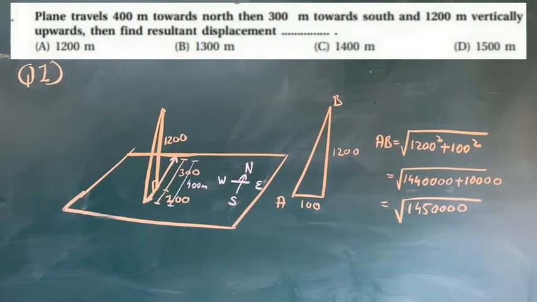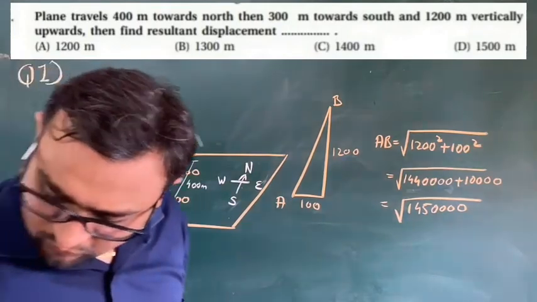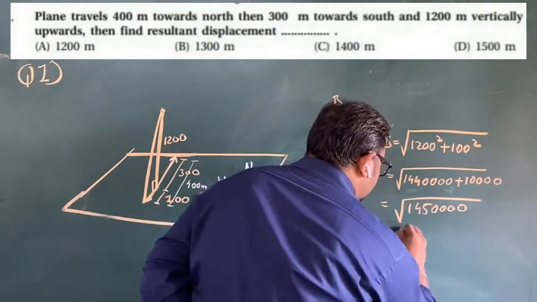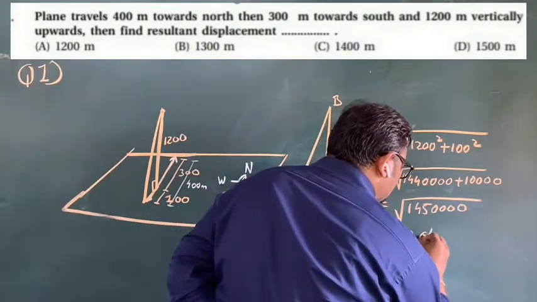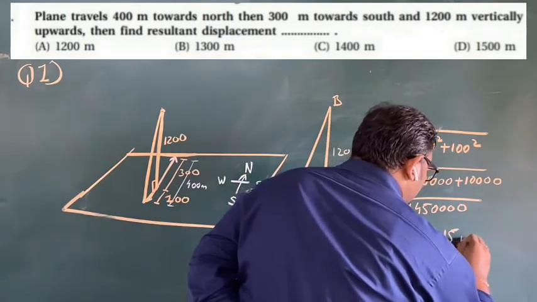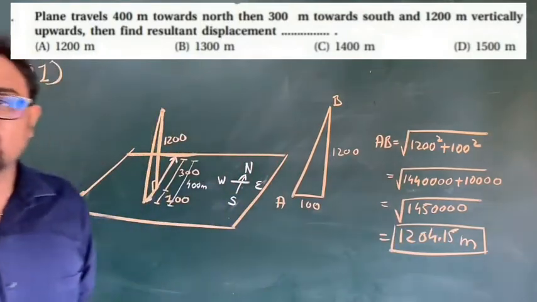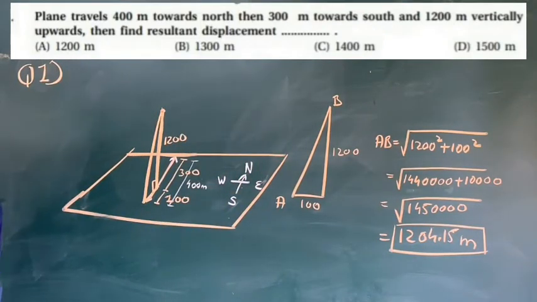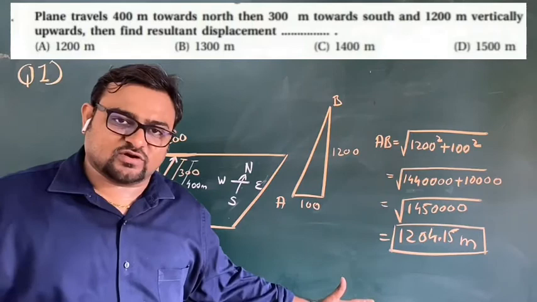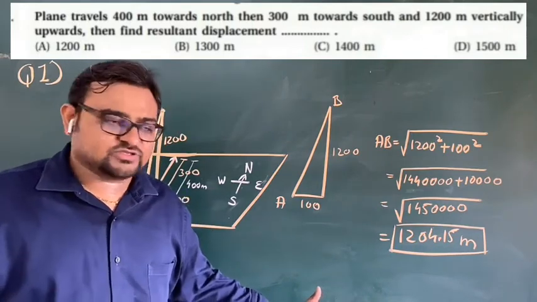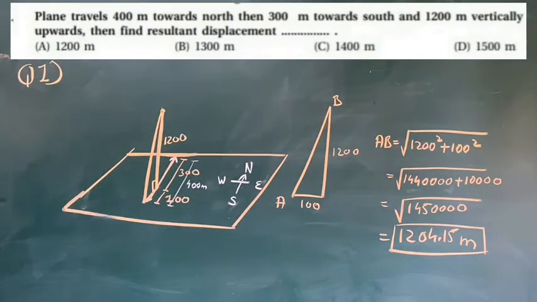So let me take out the calculator. 1,450,000 and its square root is 1204.15. So 1204.15 meters. This is the answer of the first question. Clear? The closest option is 1200 meters, so the answer will be option A.